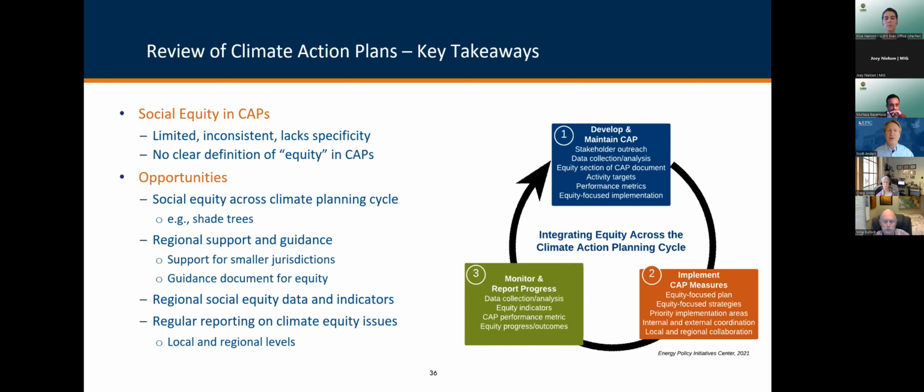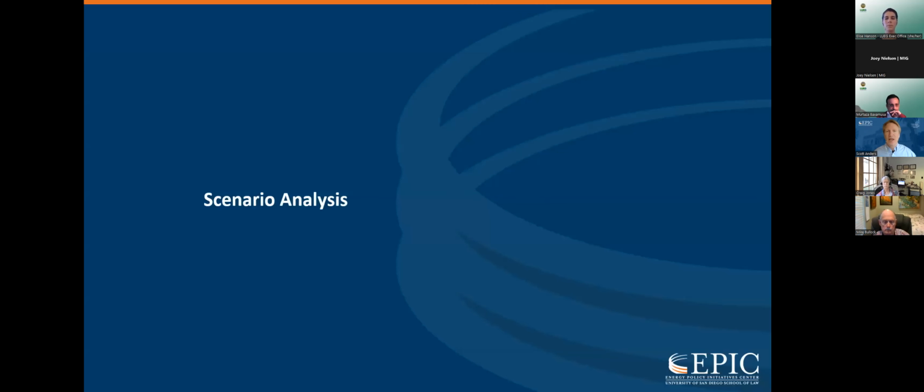There's also an opportunity for regional support and guidance for smaller jurisdictions. There are also some guidance documents for many other aspects of climate action planning, but not for equity. There's also a need for regional social equity data and indicators, and regular reporting on these issues. The final analysis we conducted was a scenario analysis to estimate the greenhouse gas impacts of all climate action plans.